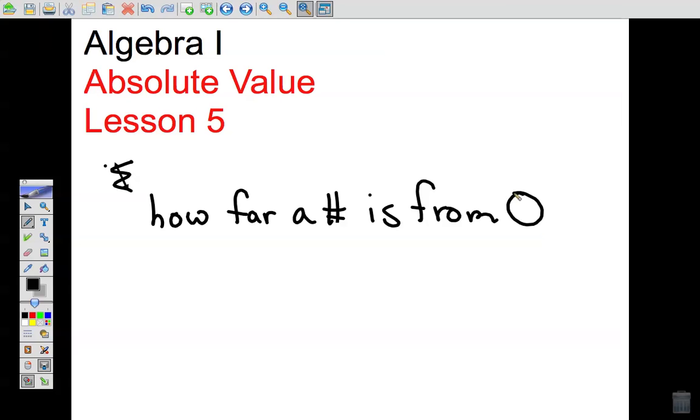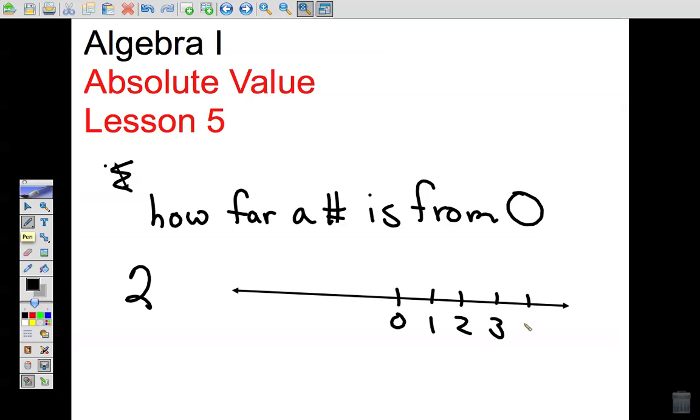So for example, if I said, what's the absolute value of 2? Well, how many units away from 0 is 2? I'll make a number line and put 0 in the middle. How far away from 0 is 2? Well, it's 1, 2 units away. So the absolute value of 2 is 2.